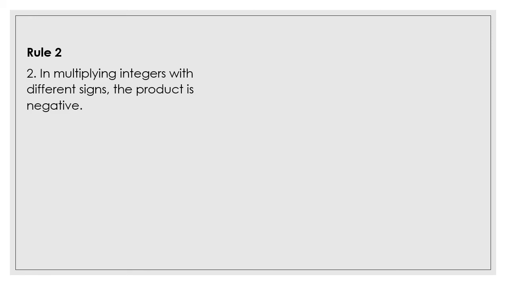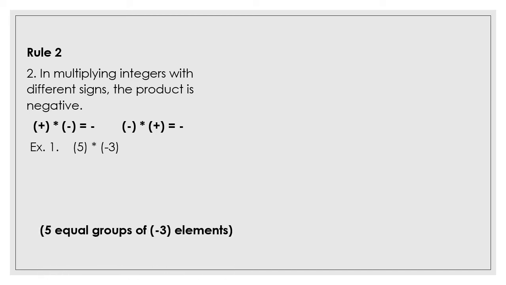Rule number 2. In multiplying integers with different signs, the product is negative. So we have positive times negative equals negative, and negative times positive is negative. Example, 5 times negative 3. So we have here 5 equal groups of negative 3.